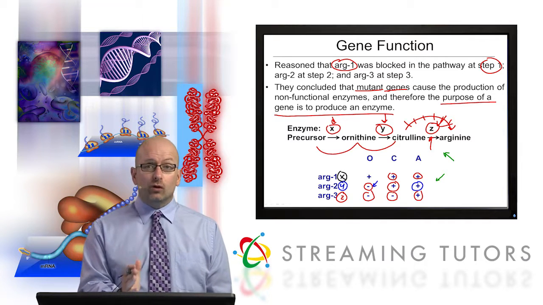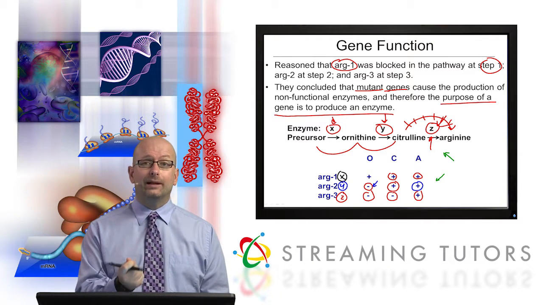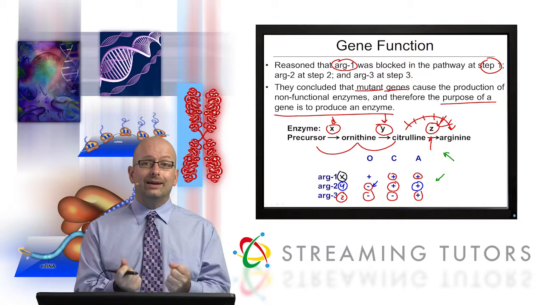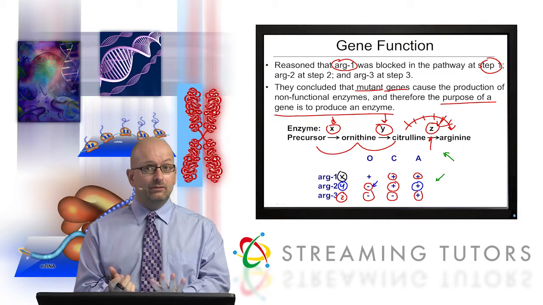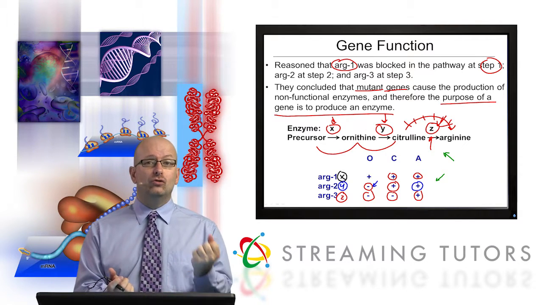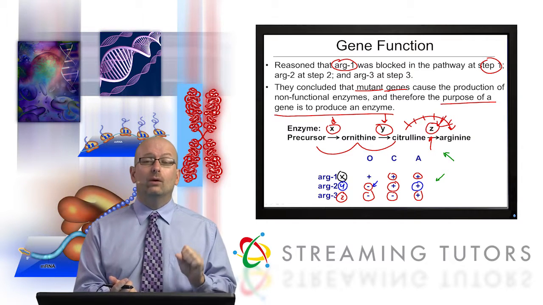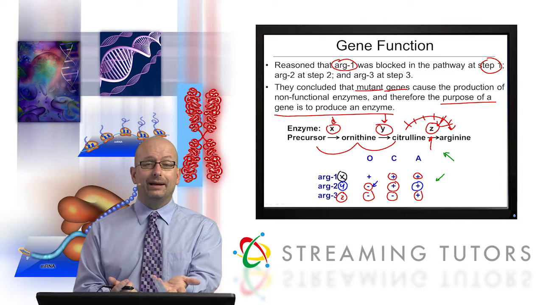This is really the first evidence that says at the molecular level, there's a relationship between, they didn't say DNA, they said gene information, right? The information, whatever it is, well, what that information does is it tells a cell how to make an enzyme.